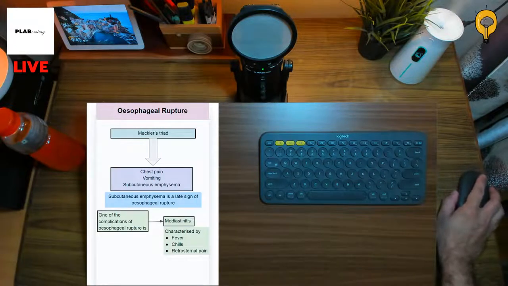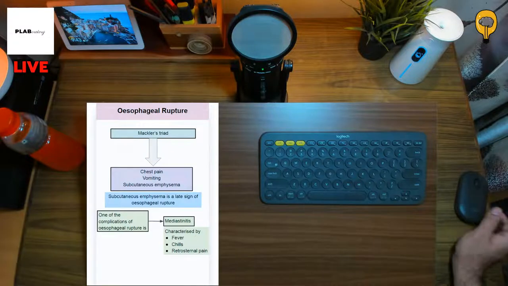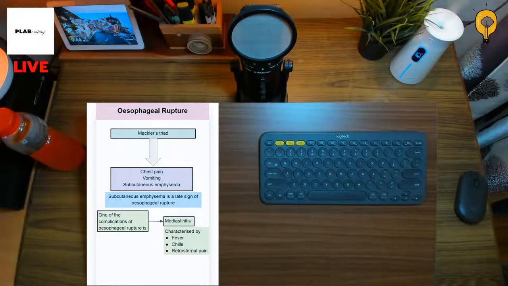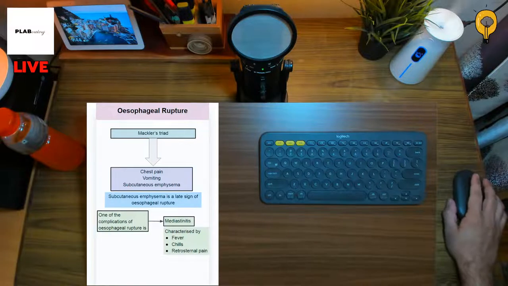So in esophageal rupture, we have to study about Mackler's triad, that is chest pain, vomiting, and subcutaneous emphysema. Subcutaneous emphysema is a late sign of esophageal rupture. One of the complications of esophageal rupture is mediastinitis, which is characterized by fever, retrosternal pain, and chills.